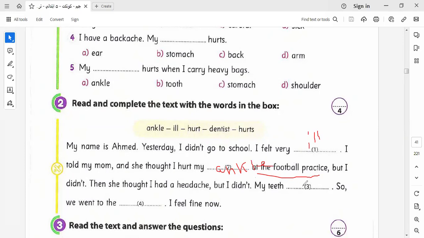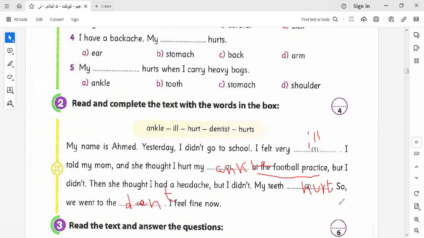My teeth hurt. Sorry, teeth is plural, not singular. Hurt, not hurts. I don't have an S. My teeth hurt. So we went to what? So we went to the dentist.